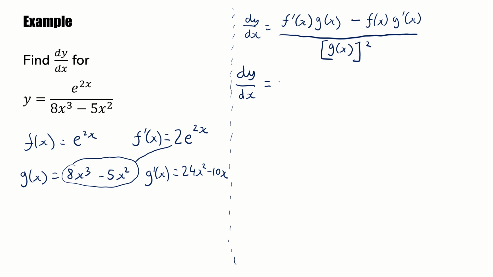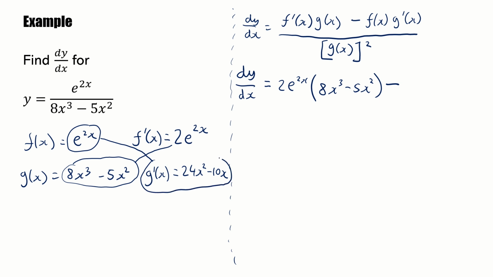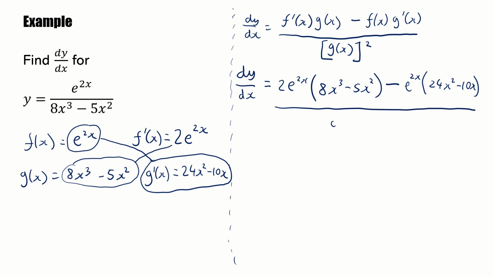So therefore, we're going to have 2e to the 2x and 8x cubed minus a 5x squared. And then we're going to take away the f of x times by our g of x. So therefore that will be e to the 2x, and then we'll have the 24x squared minus 10x. And then our denominator is just the original denominator all squared. So do watch out, that denominator isn't any of the differentiated things at all. So that's something to bear in mind.